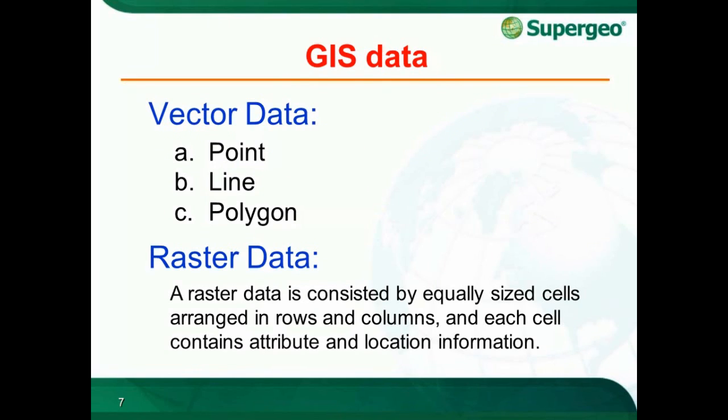However, there are two types of data models in spatial information: vector data and raster data. The vector data include point, line, and polygon. And raster data consists of equally sized cells arranged in rows and columns, and each cell contains attribute and location information inside. And next, we will have a brief description of both of them.